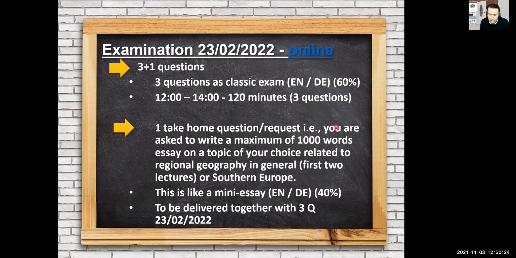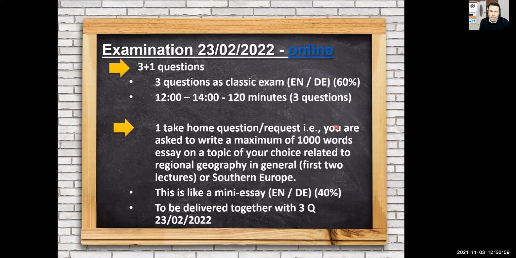The exam is planned for the 23rd of February, unless there is some clash with another exam, between 12 and 14, so 120 minutes. I think exams at university in Kiel are commonly about 40-90 minutes, so here I have scheduled 120 minutes. Of course, you can deliver these 3+1 questions before that, so you are free to do that. And one take-home question, which actually is not a question but a request, you can start right now. I think this gives you an advantage.